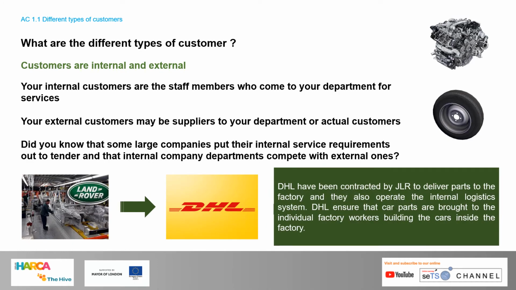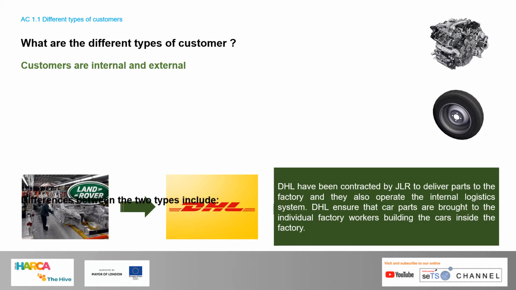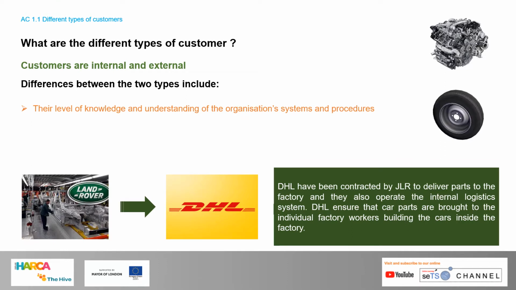DHL have been contracted by Jaguar Land Rover to deliver parts to the factory, and they also operate the internal logistics system. DHL ensure that car parts are brought to the individual factory workers building the cars inside the factory, and it's known as just-in-time delivery. Differences between the two types include their level of knowledge and understanding of the organisation's systems and procedures, their expectations of the products and services, and styles of communication.